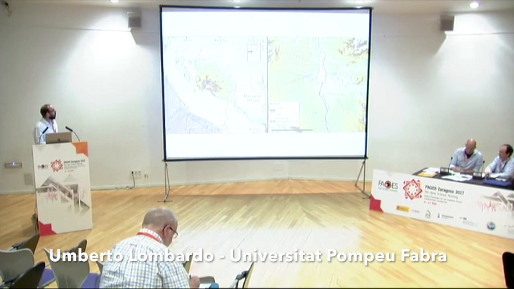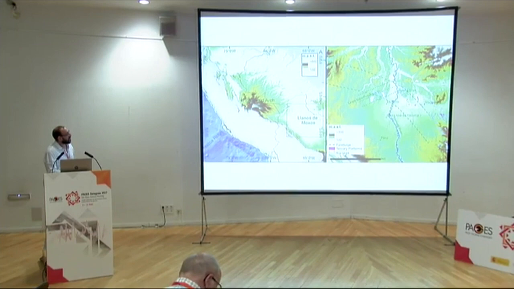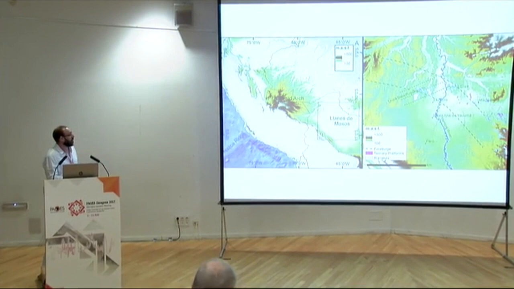Okay. Well, to place ourselves on the map, we are here. This is the southern part of the Amazon basin, and it's called Llano de Mojos. This is a very flat area. It's a seasonally flooded savanna, which is crossed by many, many paleo rivers and also active rivers.